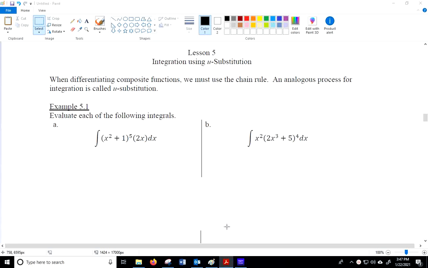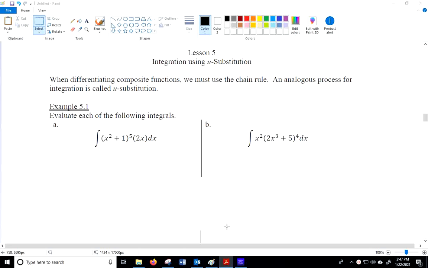Okay, welcome back to another lesson in AP Calculus. We're in Unit 7, which is all about the definite integral, the indefinite integral, and the process of integration. In this lesson, we'll be looking at a new kind of integration where we have to use an algebraic substitution.